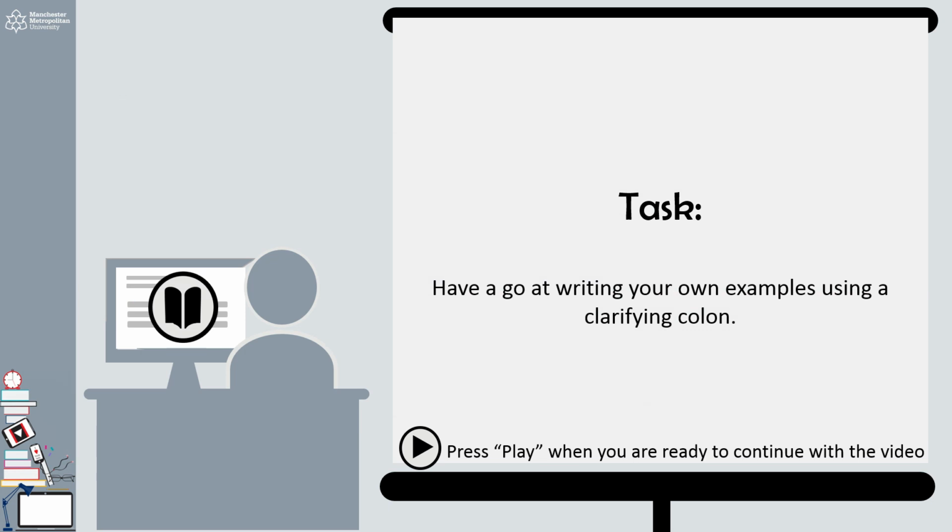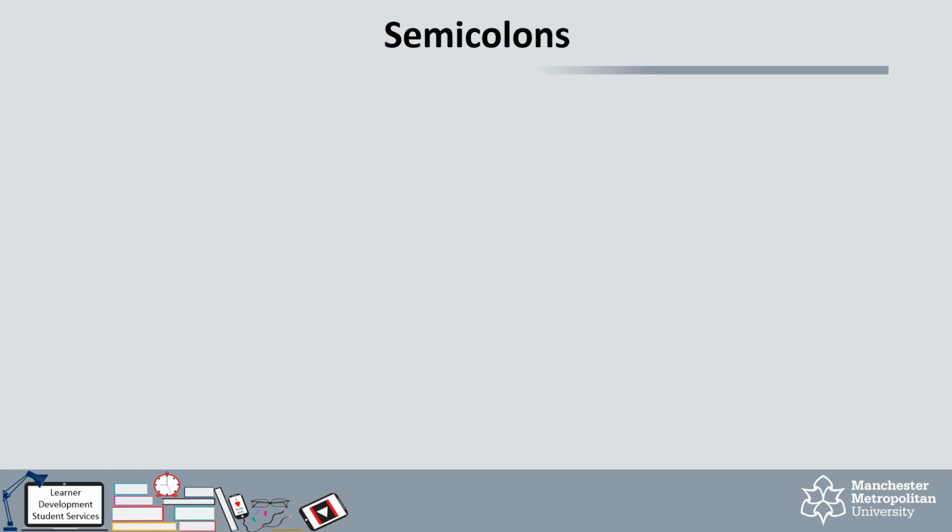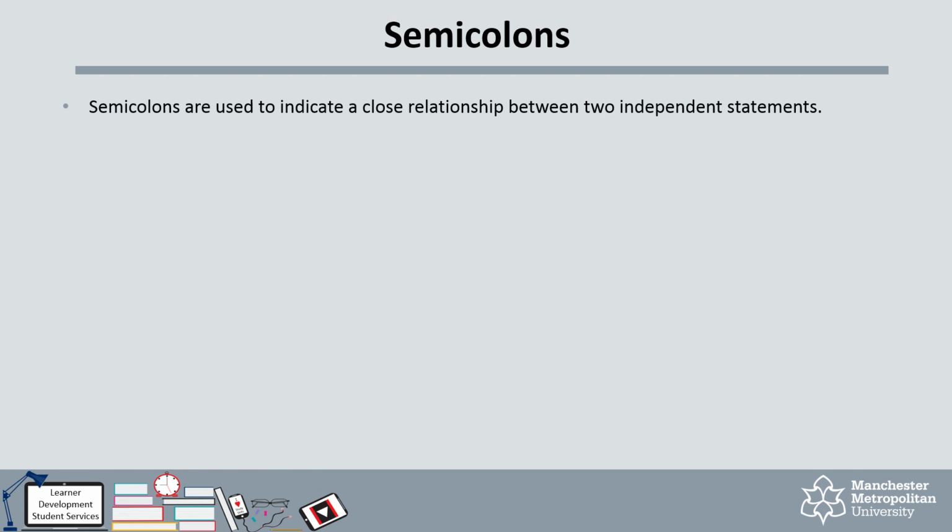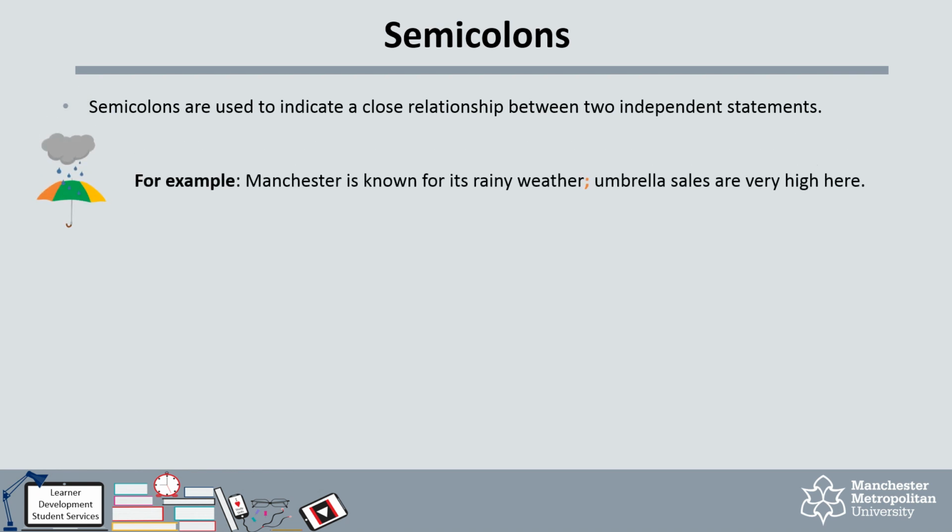Now, let's move on to semicolons. A semicolon is placed between two independent clauses, or full sentences, to indicate that the 2 points are closely related. Let's look at this example. Manchester is known for its rainy weather; umbrella sales are very high here.